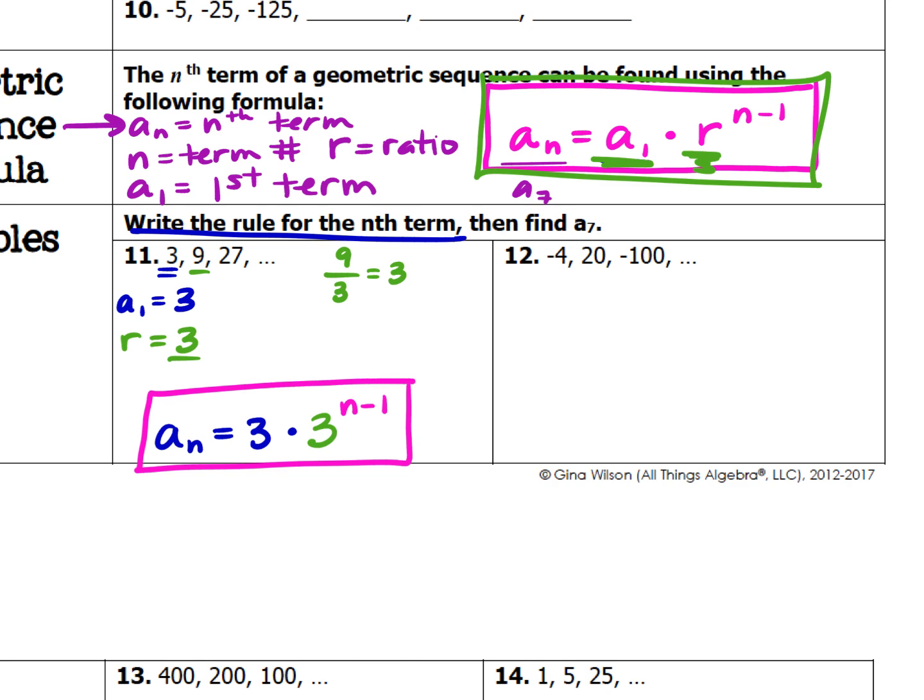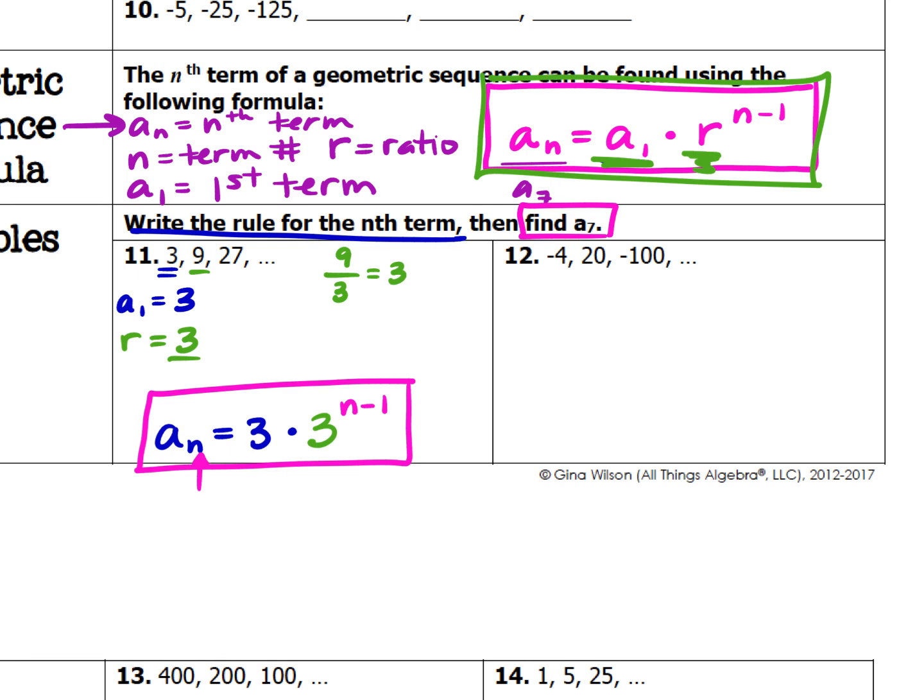Then they'll say, okay, now that you've found the rule, what is a sub 7? What do you think that means? What am I looking for? The 7th term. So if I went 3, 9, 27, that's 3 terms. The next one, the next one, the next one, the next one. Well, rather than have to do all that math over and over and over again, this formula is going to do that for you. So you're going to get to just plug something into your calculator. What's going to take the place of n?